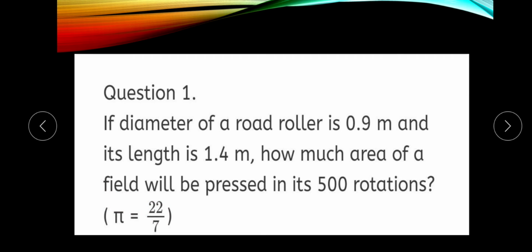Now children, the information is given about road roller. Road roller means we need to see the shape of the road roller. Obviously it is the shape of a cylinder. So we'll be following the curved surface area of the cylinder, the formula. So let's start.